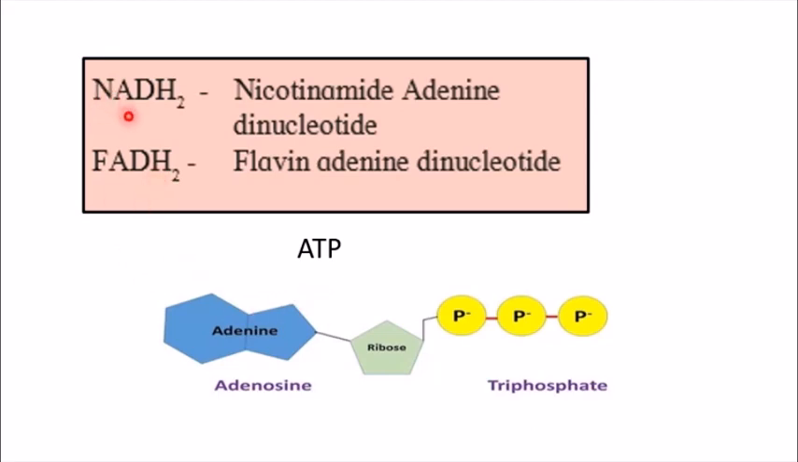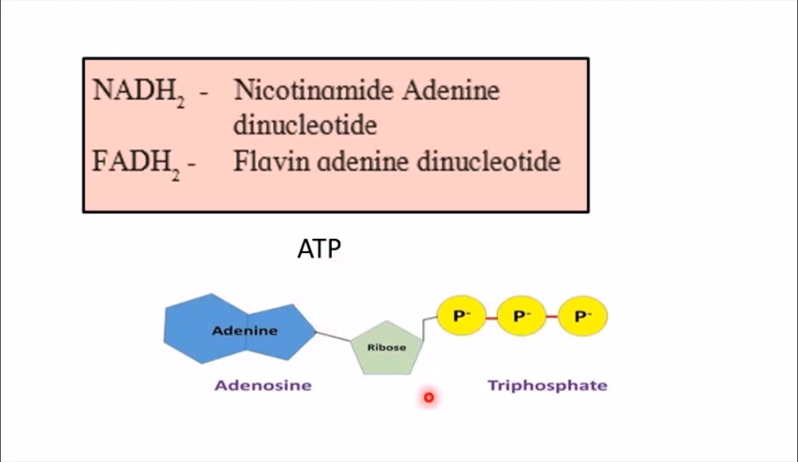So the full form of NADH2 is nicotinamide adenine dinucleotide, and the full form of FADH2 is flavin adenine dinucleotide. I'll repeat, flavin adenine dinucleotide. Now these two enzymes will break and then energy will be produced. Now the energy that is produced is in the form of ATP, that is adenosine triphosphate.